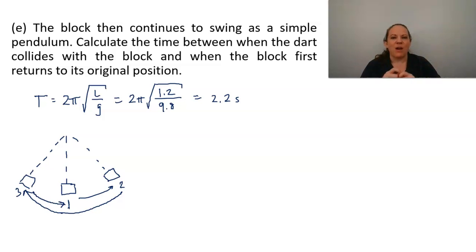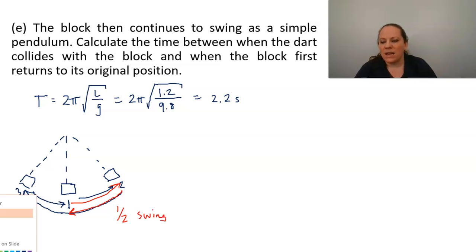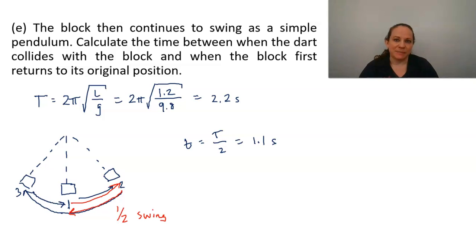So when we're talking about the time between when the dart collides with the block, that's position 1, and when the block first returns to its original position, we're going 1 to 2 back to 1, that is going to be half of a swing. So we need only half of the period. And so that will be 1.1 seconds.